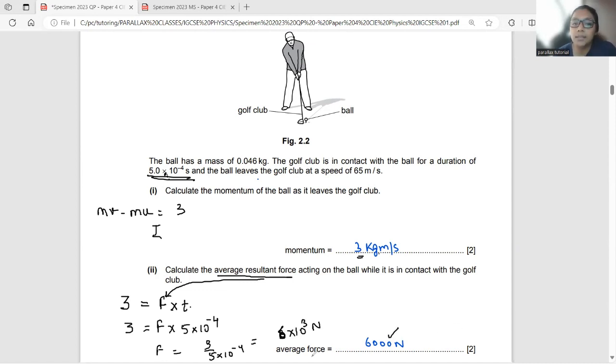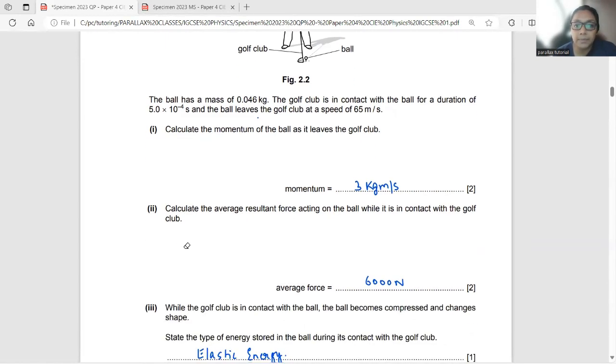That's how we calculate the average force. You can use your calculator if you want to. I did not use it over here. 3 and 5, it's just 60, right? 6 fives are 30. So that's how you get 6,000 newtons, right? Okay, that was the second part of the question.